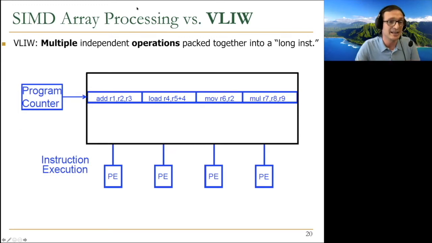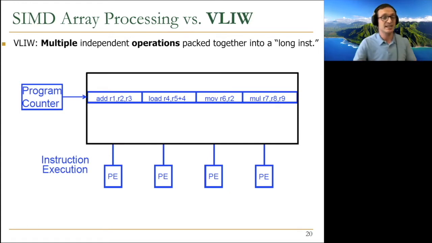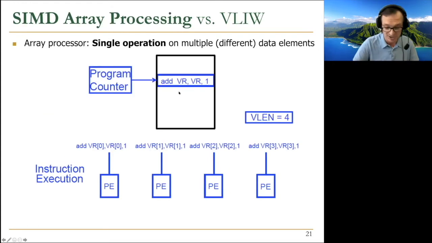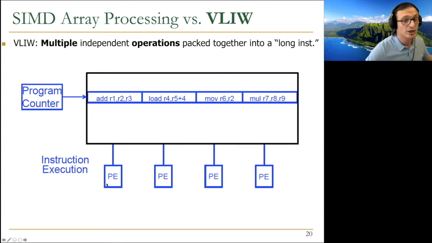You can see that in VLIW, multiple independent operations are packed into a long instruction. With a single program counter, you're fetching multiple operations. Yes, they're independent. So multiple operations is there. Independence is there, just like SIMD. But the major difference is in VLIW, you're fetching different instructions, right? You can see it's completely different instructions. These are completely different operations. And we're feeding it into concurrently executing processing elements, right?